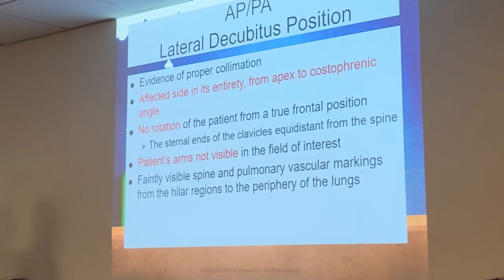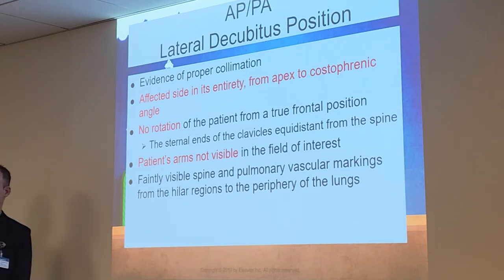So what do we got to see for our evaluation criteria? Still, guys, that evidence of proper collimation if needed. The affected side in its entirety from apex to costophrenic angle. But I will say, add to your notes, you still want to see both lungs in their entirety for an optimized decubitus x-ray. So it says affected, but make sure you make note both lungs should be completely visible from apex to costophrenic angles. No rotation.